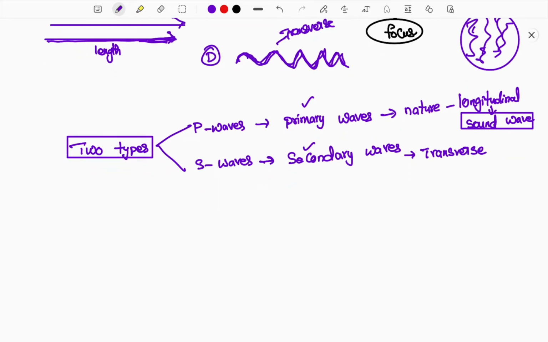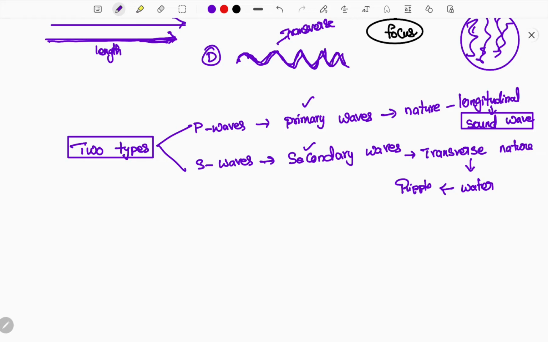So the secondary waves have a transverse nature. I'm talking about the nature, not the name; the name also comes as a transverse wave, and that is also based on this only. You will understand that later, so no issues. Next, for example, you take water in a tub. To give an example for transverse, if you take a tub of water, there you can see ripples.